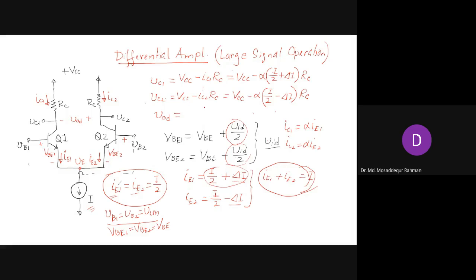output voltage VOD, which will be VC2 minus VC1. If you take the difference, you see that VCC and VCC will cancel out, and I by 2 is the same sign, so it will also cancel out, and we will be left with only del I and here minus del I. So these two will add up, and so VC2 is positive, and this becomes positive. We'll have 2 alpha del I RC. So that will be our differential output voltage.